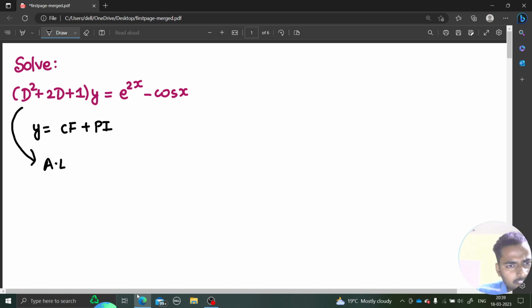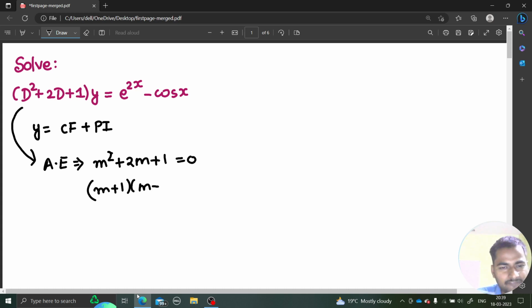For that, you simply have to replace this D by m. So you will get m square plus 2m plus 1, and now equate it to 0. When you solve this, this is nothing but a square plus 2ab plus b square. So this will give you (m plus 1) times (m plus 1). If I write it, (m plus 1) whole square equals 0. Now from this you will get two equal roots. So I am writing m1 equals minus 1 and m2 is also equal to minus 1.